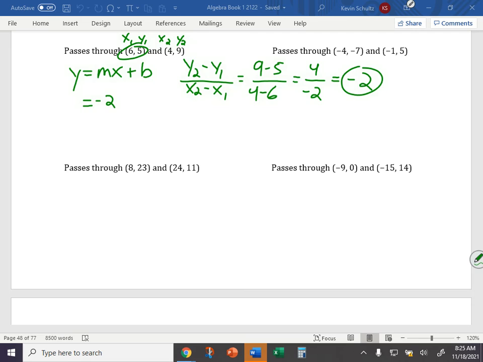Arlene wants this one, which means we're plugging in 5 for y, the y value of the ordered pair, and 6 for x, the x value of the ordered pair. And we're solving for b. Our first step is to multiply negative 2 times 6. That gives us negative 12 plus b. Then, moving that negative 12 over, we add 12, and we get 17 as our value for b.